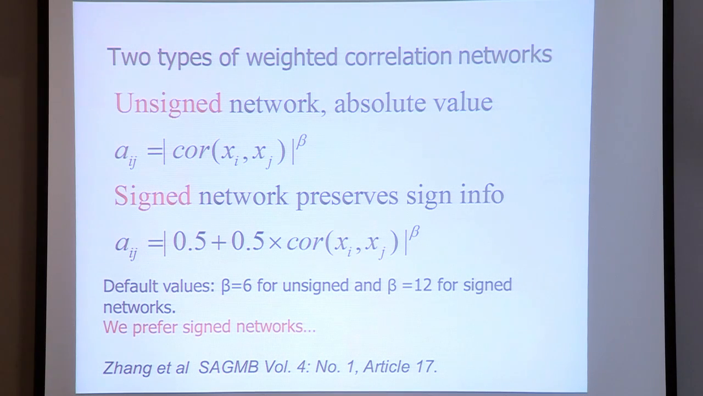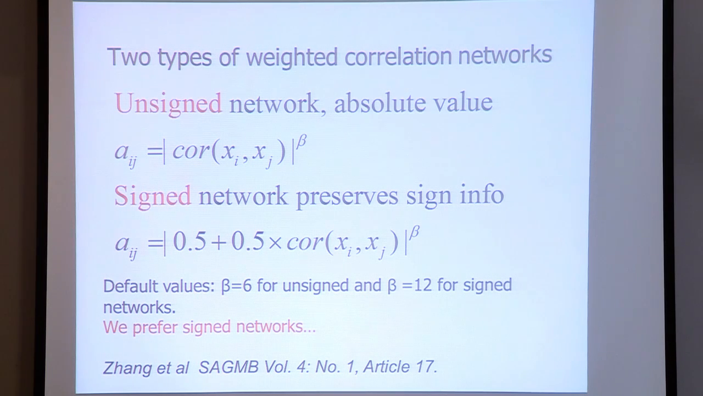Yes, question? Just wonder, when the correlation between xi and xj equals -1, you have adjacency ij of 0, right? Yes. And if the correlation is 0, is adjacency ij still very close to 0? Yes. How do you distinguish? We don't.